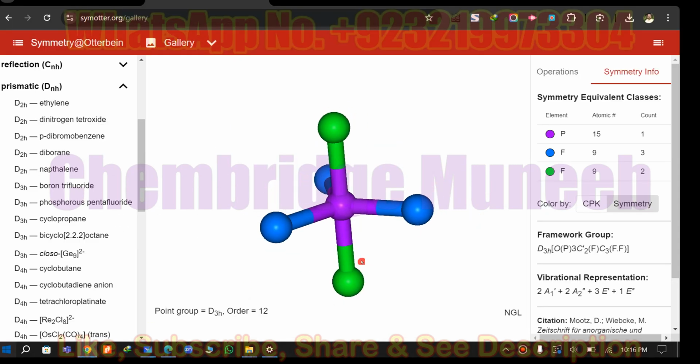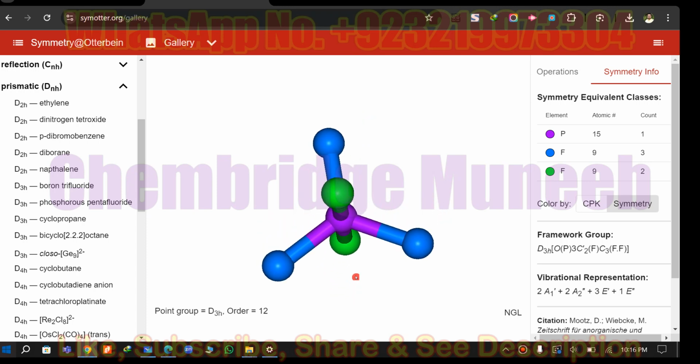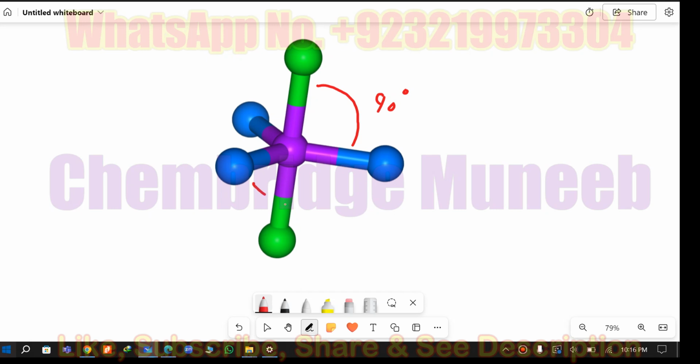Now come to the structure. On this structure you can see that these blue colored ones are in the form of a fan shape. These are 3 vertices of a triangle. So what we can say about them is that these 3 blue colored fluorine atoms will have an angle of 120 degrees between them. So in this case we got 2 angles over here. Now we have to check the selenium molecule as well.